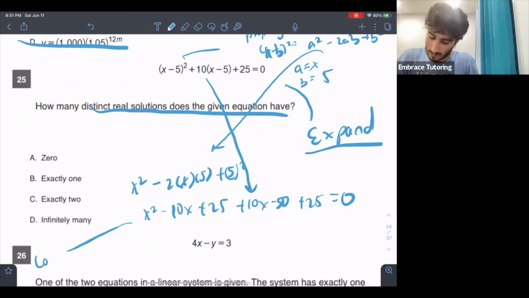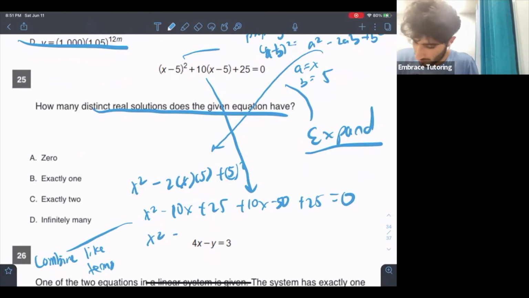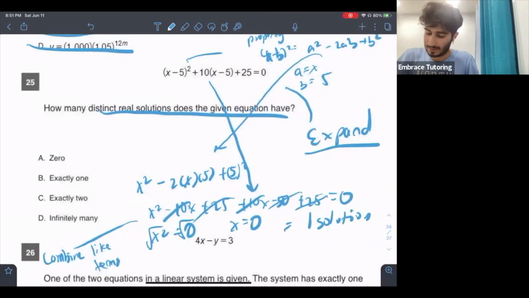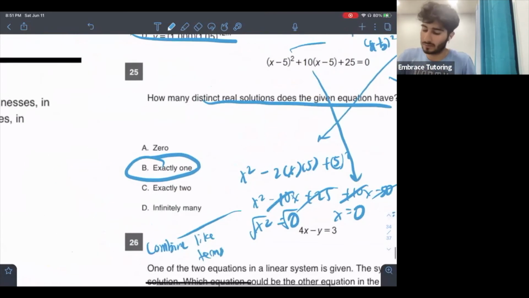Now you can combine like terms. You get x squared, the 10x and minus 10x cancel out, and the 50 also cancels out with the 25s. You're just left with x squared is equal to 0. If you solve, x is equal to 0, which is one solution, meaning it's choice B. And so it's a very straightforward problem. It's a lot of algebra involved, but once you master algebra concepts, then this would be an easy problem. You just have to realize what they're asking for in the question.